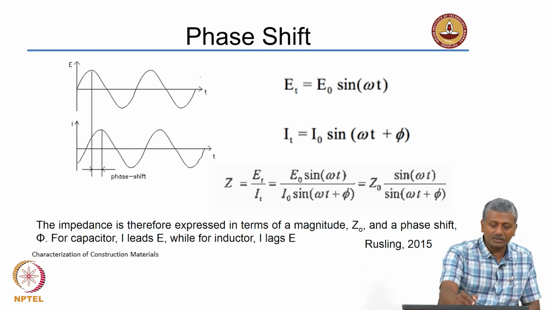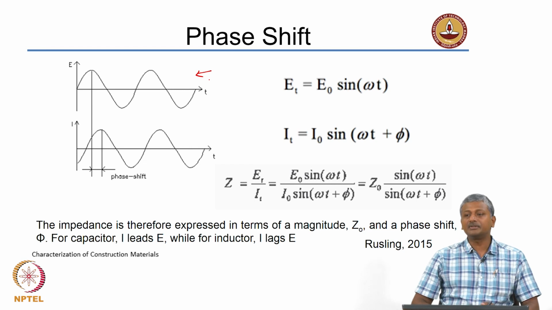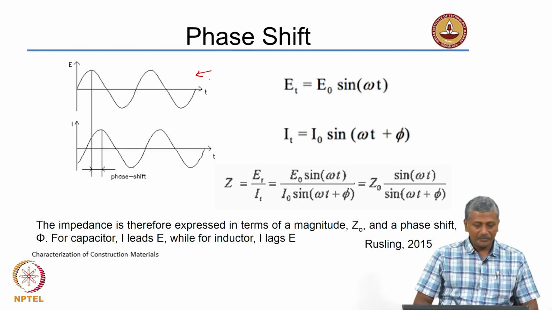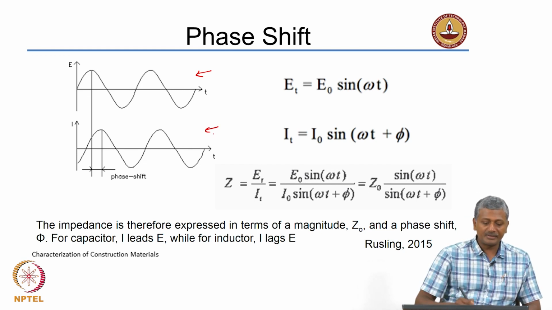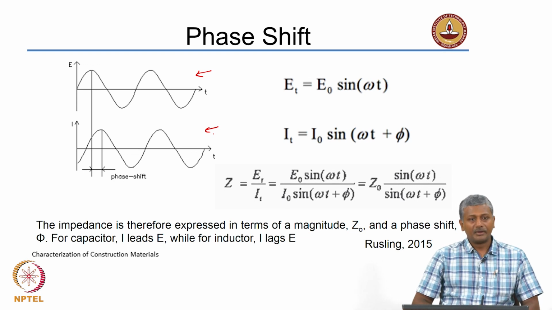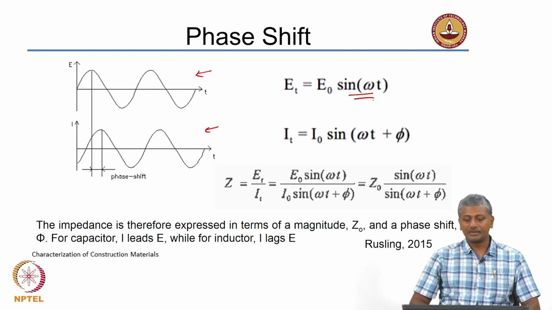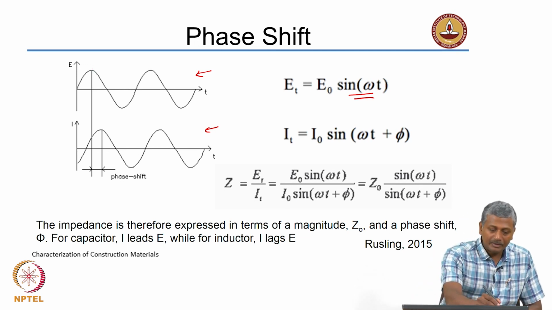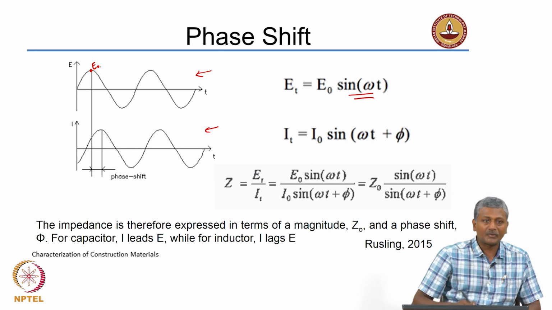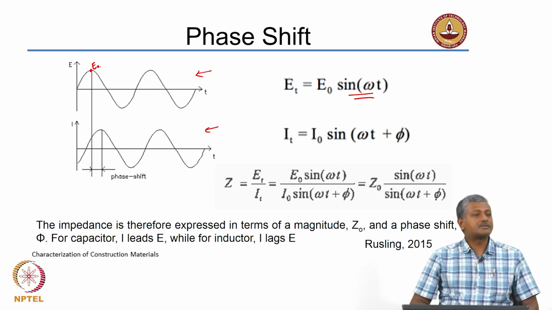This is the waveform that describes the potential with respect to time, and this is the waveform that defines the current with respect to time. So, if you have to represent these waveforms in terms of sinusoidal functions, your E(t), or potential at any given time, is given as E naught, which is the maximum potential, right, times sine omega t, where omega is the angular frequency.